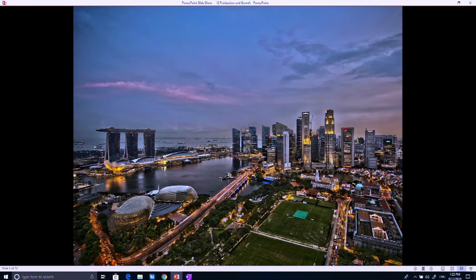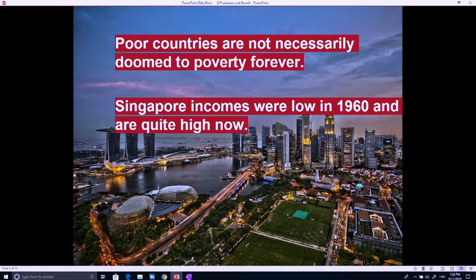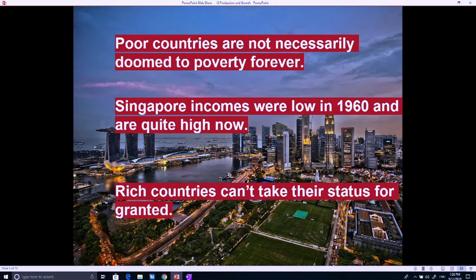If you're poor, you don't always have to be poor. Here's a nice cityscape of Singapore. Singapore incomes were very low in 1960, but today they surpass America's GDP per capita. Rich countries can't take their status for granted. Just because you are rich once does not mean you will be rich forever. If you have any doubt of this, just look at the Roman Empire. Western Europe, a few centuries after the fall of the Roman Empire, was one of the poorer places on the earth.